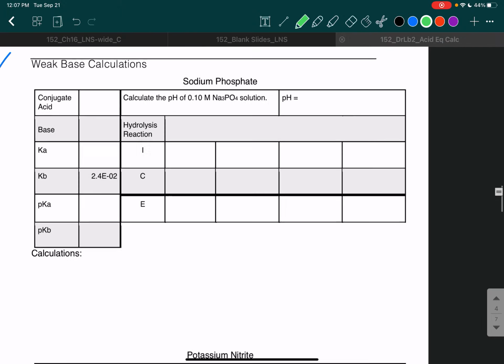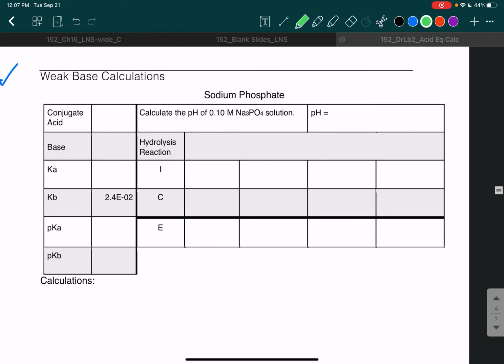Let's talk about the bases now. I'm going to do an example of a base, and that'll be the last thing I do today, I think.